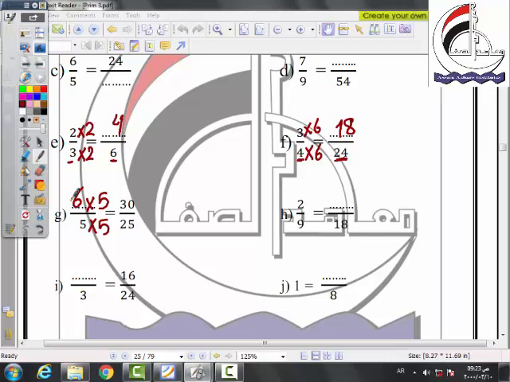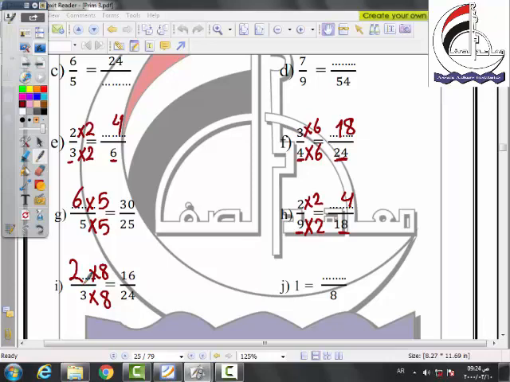Here, 2 over 9 equals space over 18. We look at the two denominators. 9 became 18. We multiply by 2, up and down. 2 by 2 equals 4. 3 became 24. We multiply by 8, up and down. Space by 8 equals 16. What is the number multiplied by 8 equals 16? We find it is 2. Then 2 over 3 equals 16 over 24.